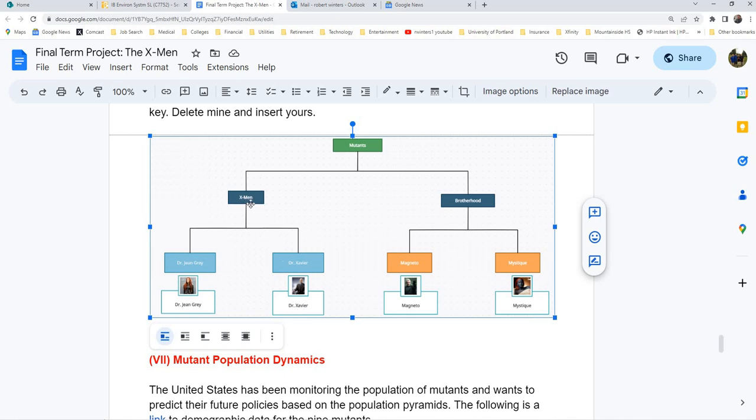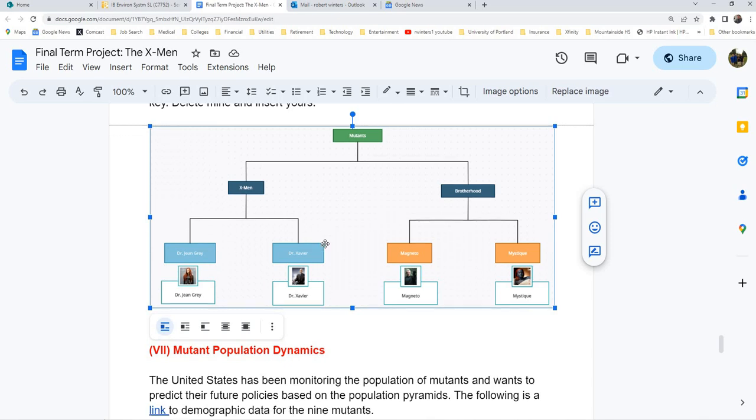I want everyone to start with the same question. Are they X-Men or Brotherhood? So we'd have 5 of them come over here and 4 of them come over here. And then you'd separate these 4 into 2 and 2 and so on like that till you get down to the end. And then you'll paste in the picture of that.